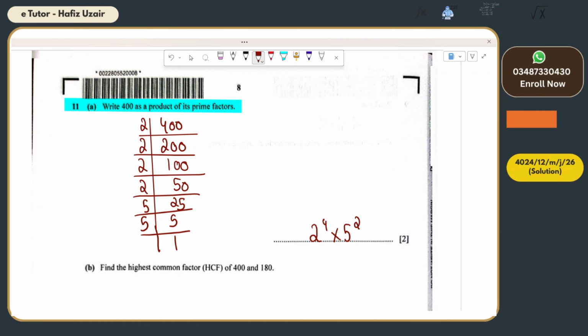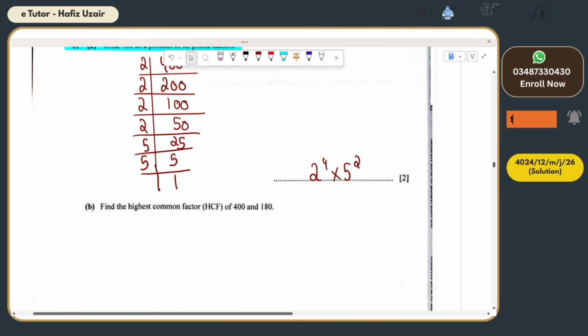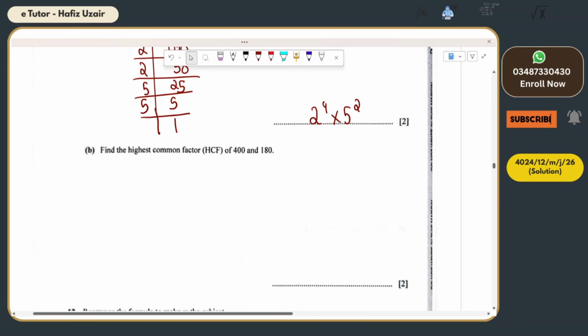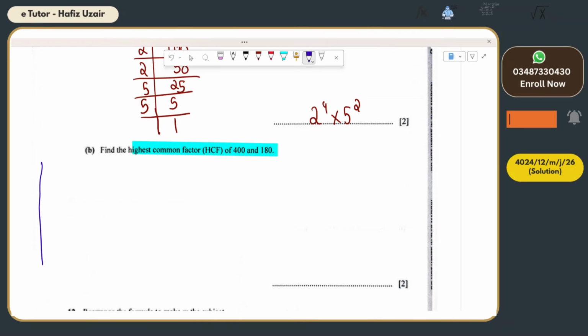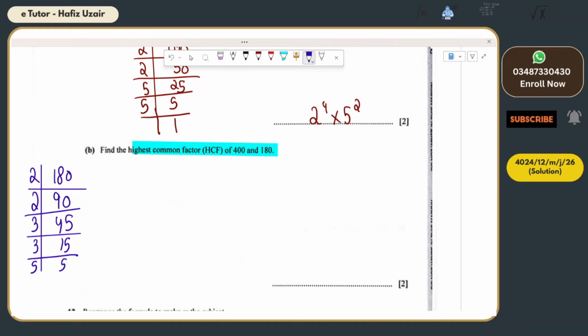All right, so let's do the B part. In part B, you need to find the HCF, the highest common factor, of 400 and 180. So you also need to do the prime factorization of 180 here as well. So let's do the prime factorization of 180. This will be 2 times 90, then 2 times 45. Now this number is divisible by 3. So 3 times 15 is 45, then 3 times 5 is 15, and 5 times 1 is 5.